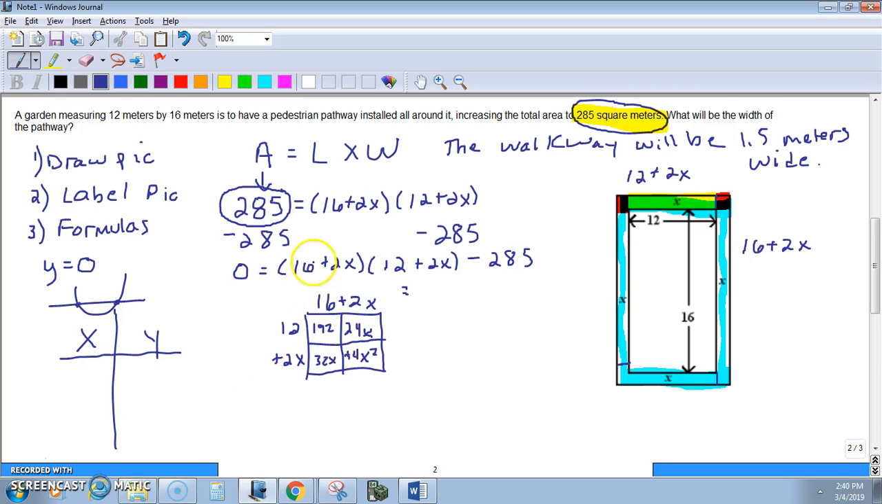All right, you guys, so I did my area multiplication of these two parentheses, and I got 4x squared plus 56x plus 192. Now, do not forget, this is important. I still need to subtract 285. Okay, so let's simplify this again. 4x squared plus 56x. And then it's going to be minus, because 285 is bigger, and just doing that in the calculator, 93. Minus 93.